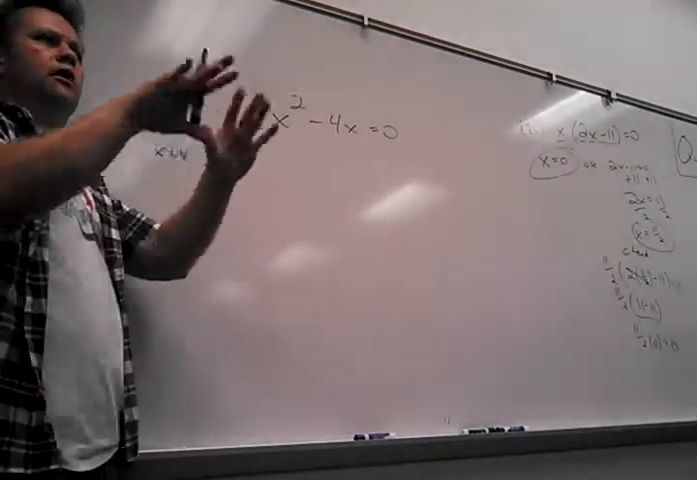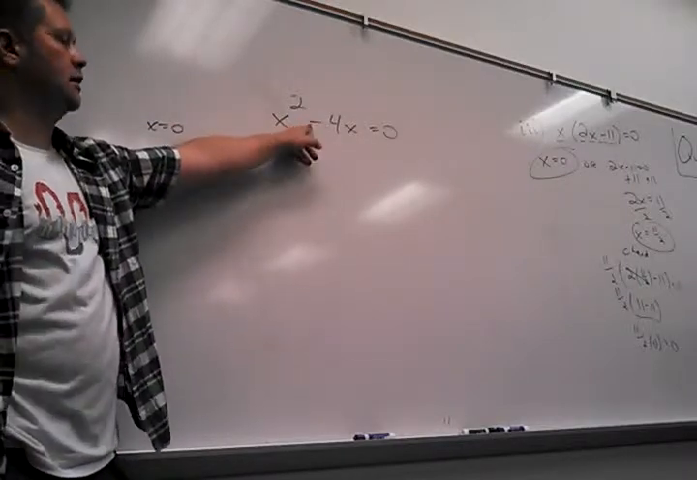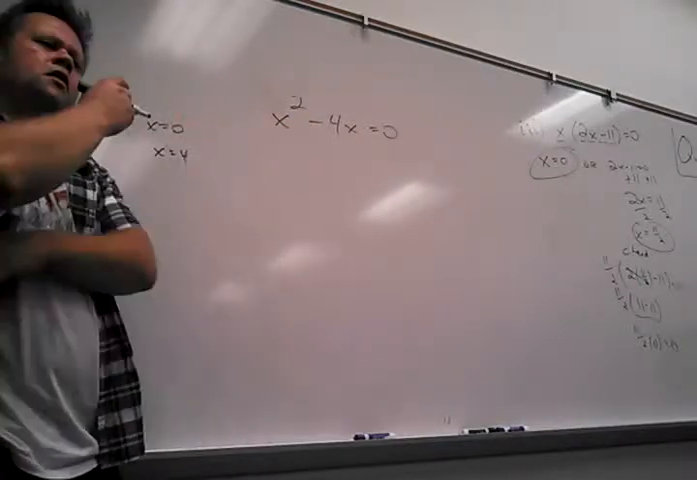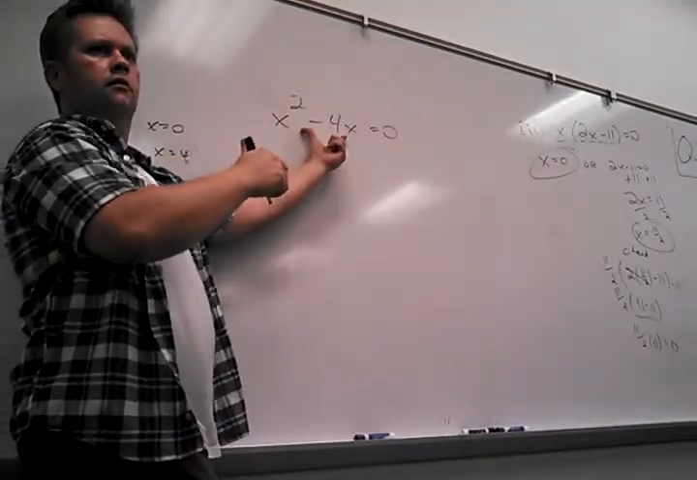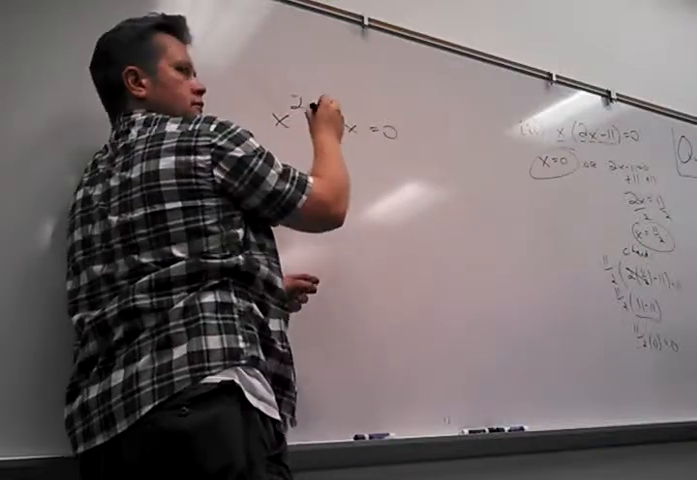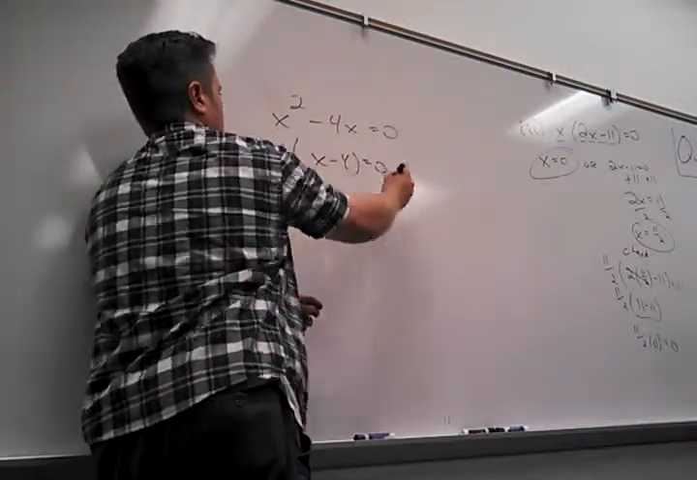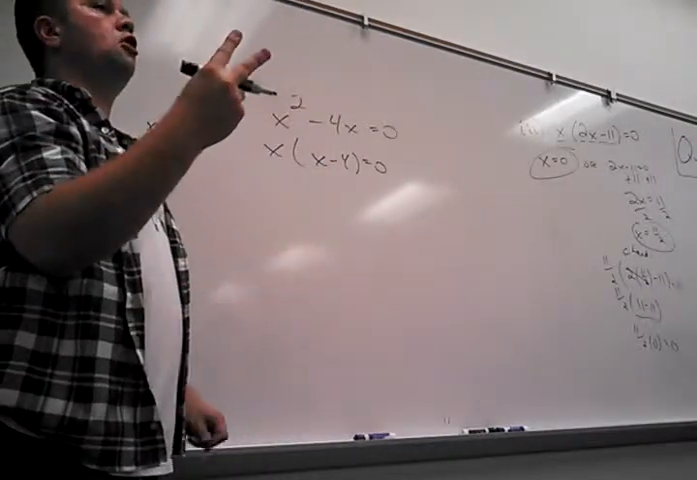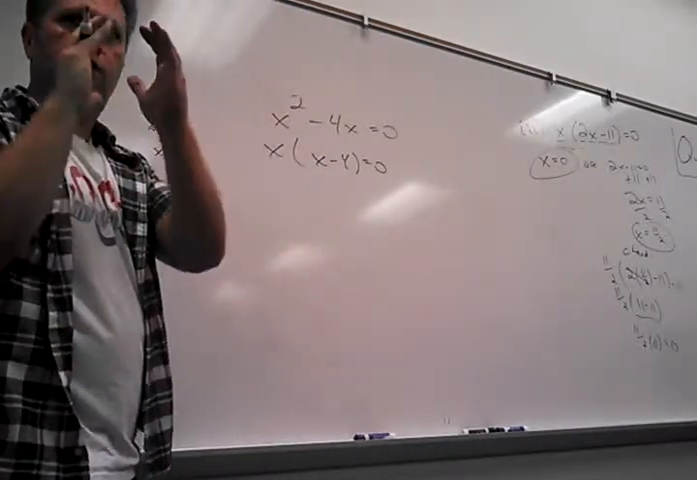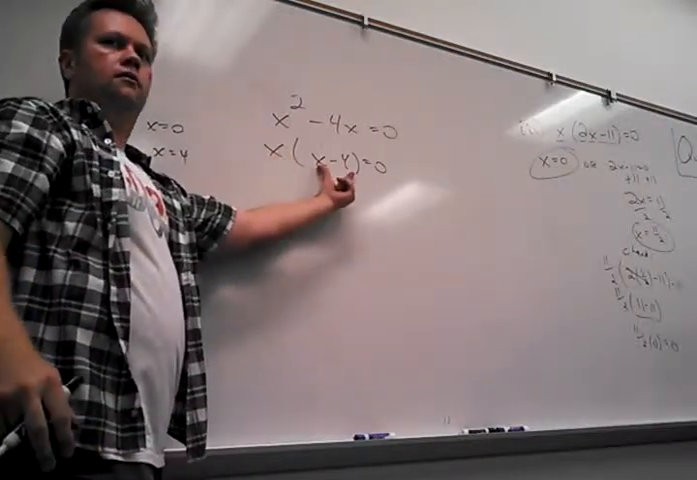Now let's see what we get when we factor this. Can you always do this? Hell no. A lot of times it's going to be ugly. You're not going to be able to just look at it and go, 7. No, you can't do that. How do you factor this thing? Take an x out. I love it. So there are 2 ways to make this expression 0 because there are 2 parts to this expression. There's the x part, and there's the x minus 4 part.